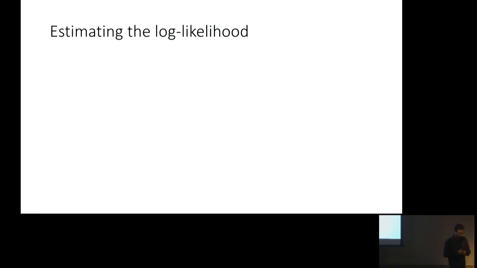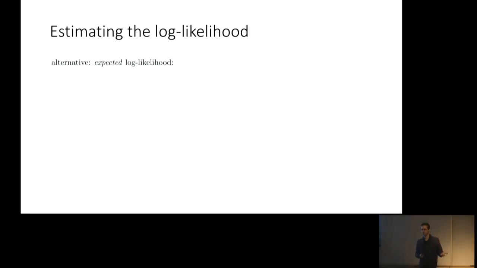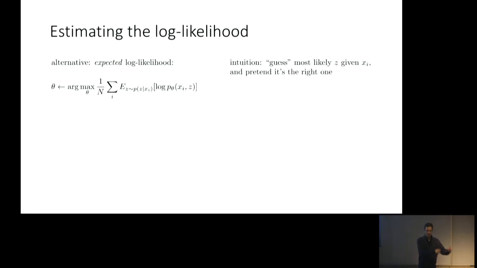So what can we do? Well, here's an alternative. I'm not really going to justify this alternative because I'm going to justify a much more general case later, but intuitively it kind of makes sense. Maybe if you don't know what the value of z is for each of your data points, you can guess. So perhaps what you can do is, for each of your data points, figure out the probability of z given the data point x, and compute the expected log likelihood, the expectation of the log likelihood under your guess about what z might be. The intuition: you guess the most likely z given xi, and you pretend it's the right one. But in general, you might not be sure about what the z is, so instead of just picking one z, you have many possible values, so you use the whole distribution of z given x.